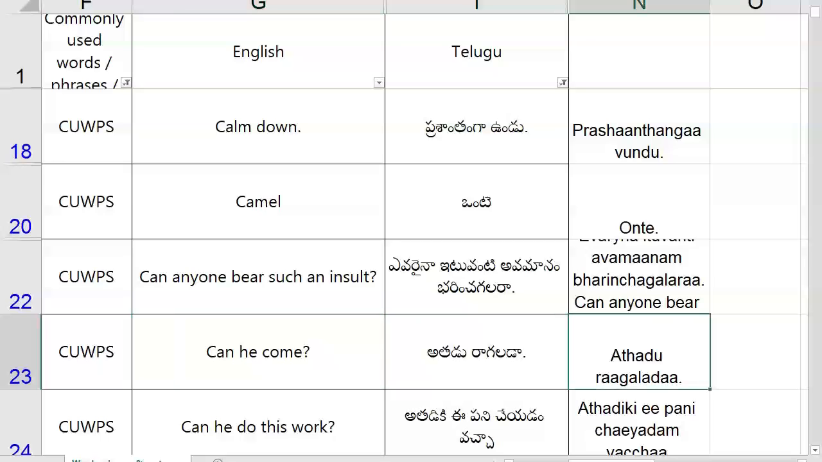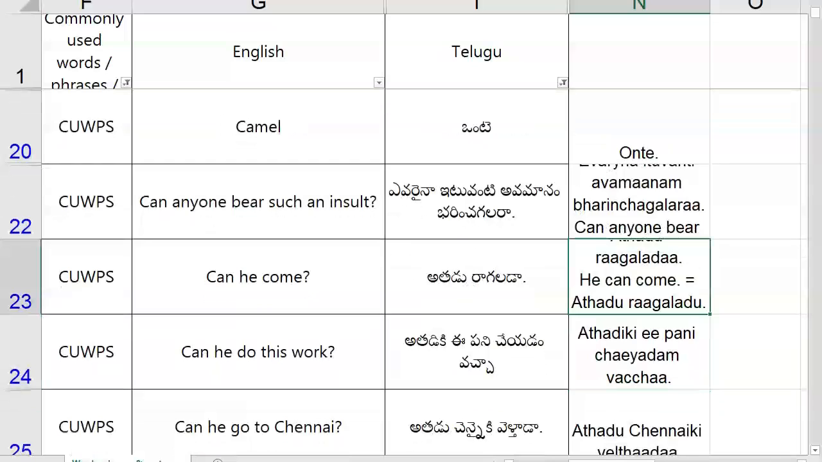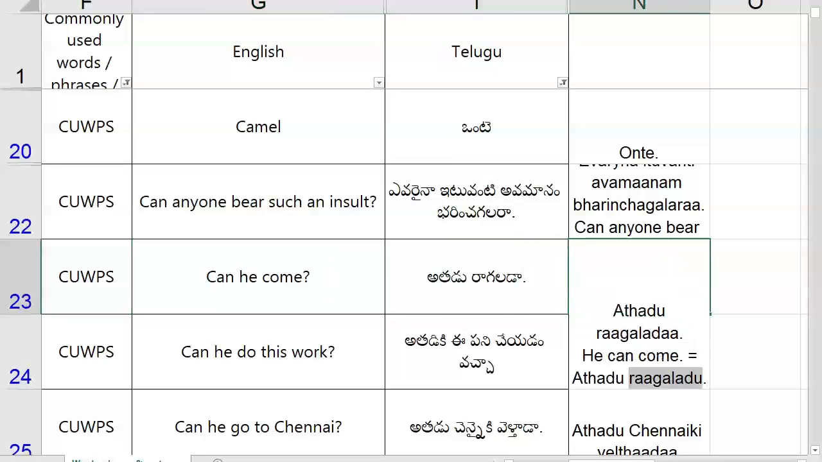Can he come, అతడు రాగలడా, అతడు రాగలడా. Here when we talk about ability, we use this kind of ending. Let me write here, he can come, అతడు రాగలడు. Okay, this one is a positive sentence. But if we want to ask a question like this, can he come, related to ability, the sentence ends like this, atadu ragalada.